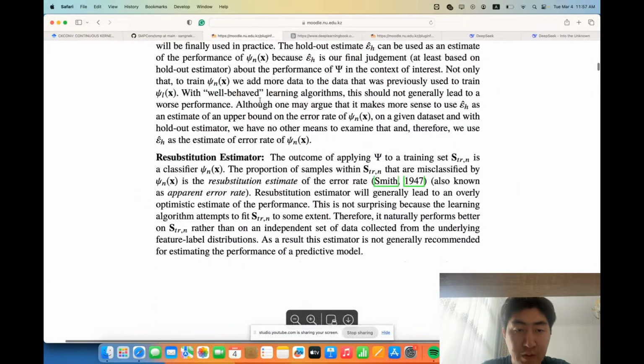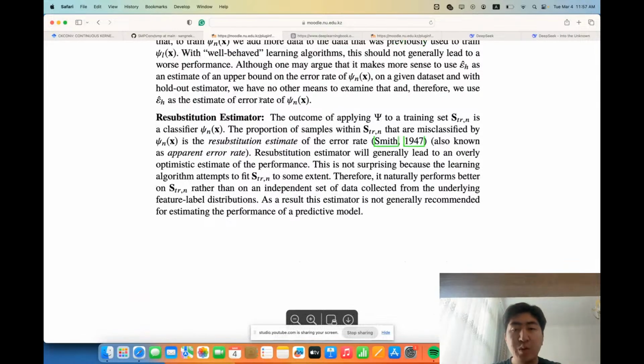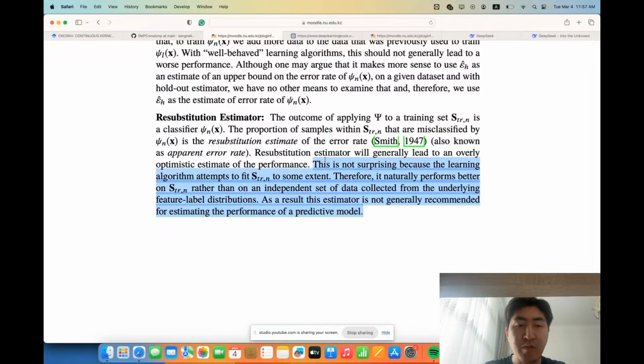The outcome of applying it to a training set is a classifier. The proportion of the samples in the set that are misclassified gives the resubstitution estimate. The resubstitution estimator will generally lead to an overly optimistic estimate of the performance. This is not surprising, because the learning algorithm attempts to fit the data to some extent. Therefore, it naturally performs better on the training data than on independent data. So it's optimistically biased.